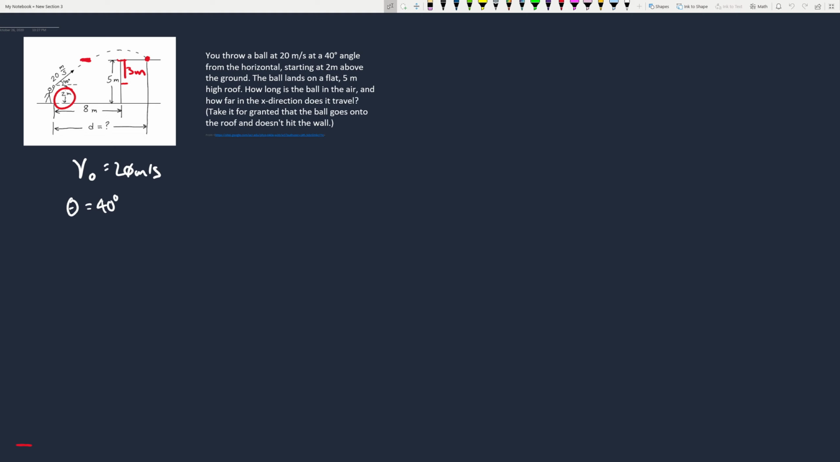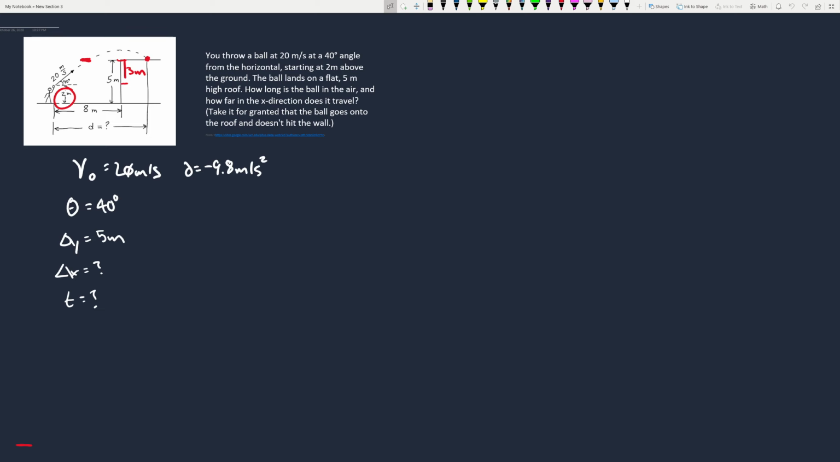And we know our y displacement is going to be 5 meters. And we don't know our x displacement. That's what we're going to try and find out. We don't know our time. And we do know acceleration. It's going to be negative 9.8 meters per second squared. And so this is pretty much all we have right now. But if we take the x and y components of our values, we can actually find pretty much everything. And the way we do that is by finding t, time, which is constant through both x and y components.